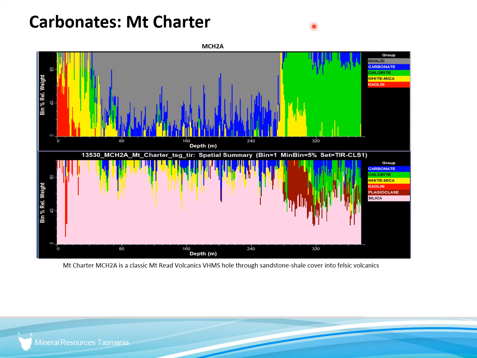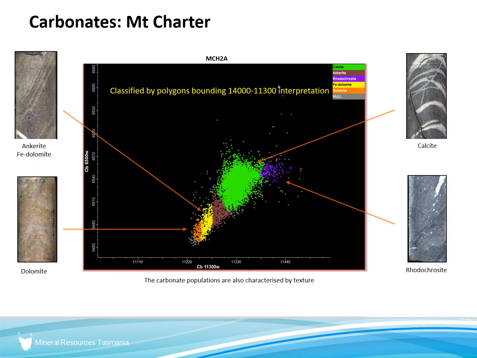Mount Charter up near Hellyer in Tasmania, there's carbonate in blue all the way down the drill hole, just in little bits and pieces. That's the shortwave at the top and the thermal infrared at the bottom again. It's mostly quartz, but there's a bit of carbonate everywhere. So let's go and pull apart those carbonates.